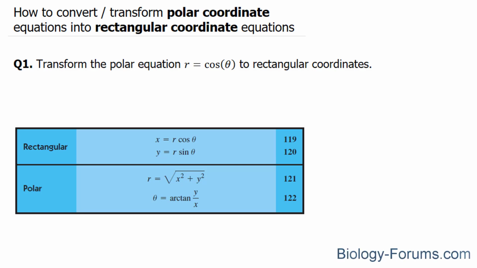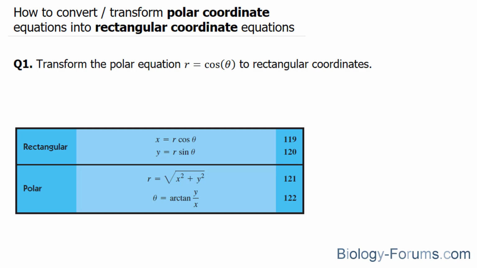In this demonstration, I'll show you how to convert or transform a polar coordinate equation into rectangular coordinate equations, aka Cartesian equation. The question reads, transform the polar equation r is equal to cosine theta to rectangular coordinates. So what that means is that this equation currently is in r and theta, and they want us to convert it in terms of x and y.